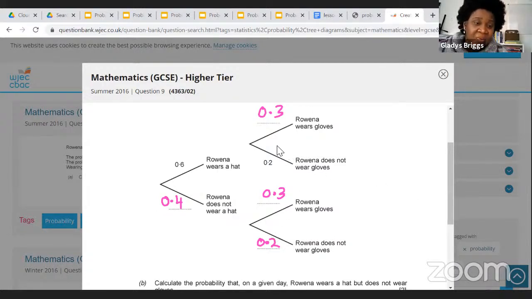Okay, so everything here should be 0.8 on this side, but you have to split it. You have to split it.